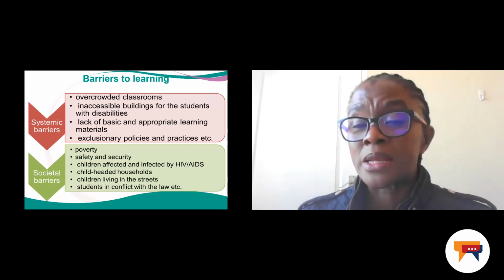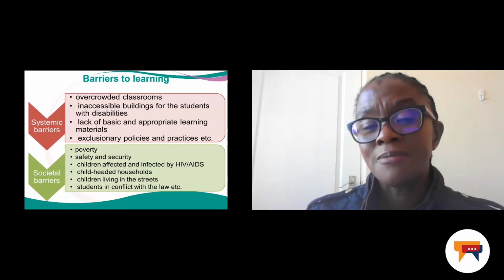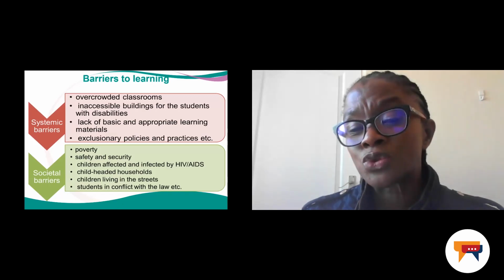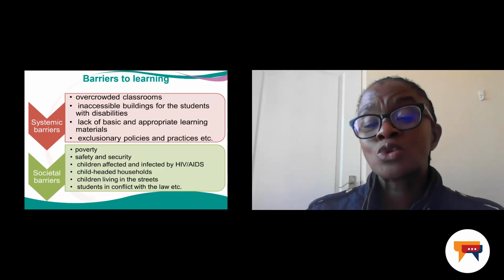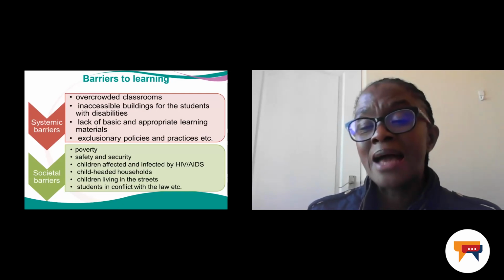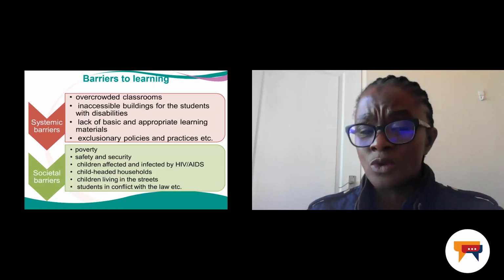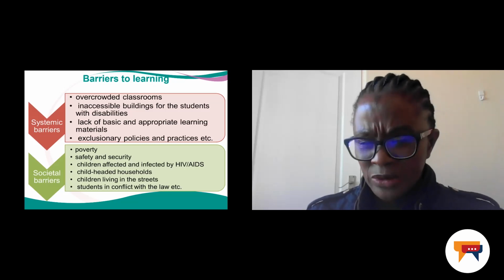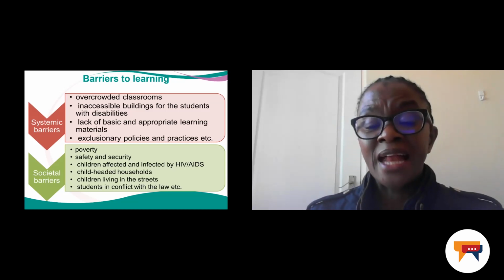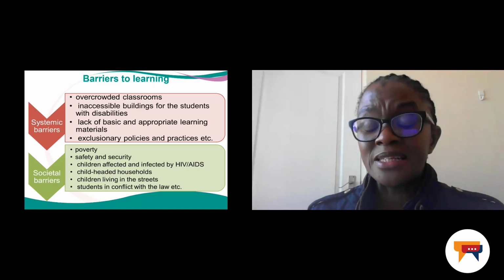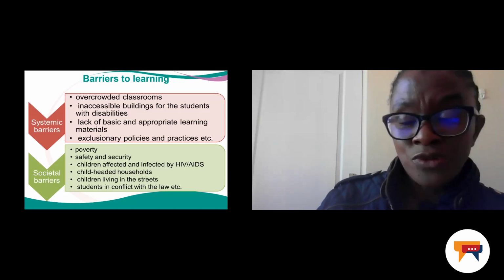We've got different types of barriers to learning. We've got the systemic barriers, looking at the overcrowded classrooms, the inaccessible buildings for students with disabilities, lack of basic and appropriate learning materials, exclusionary policies and practices. These are systemic barriers. We have got societal barriers. These include poverty, safety and security, children affected and infected by HIV and AIDS, child-headed households, children living in streets, students in conflict with the law. These are the societal barriers.